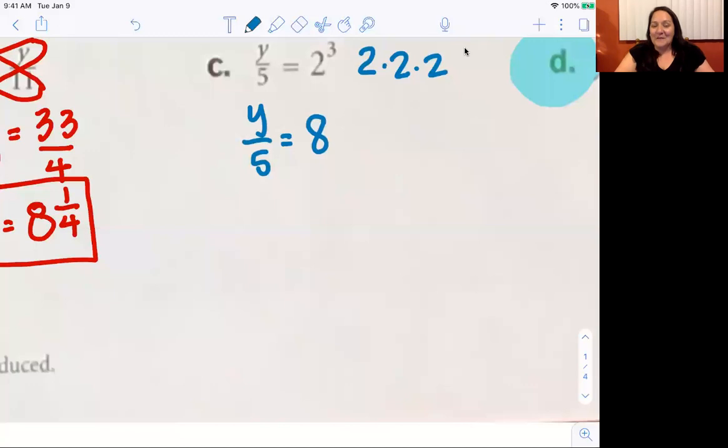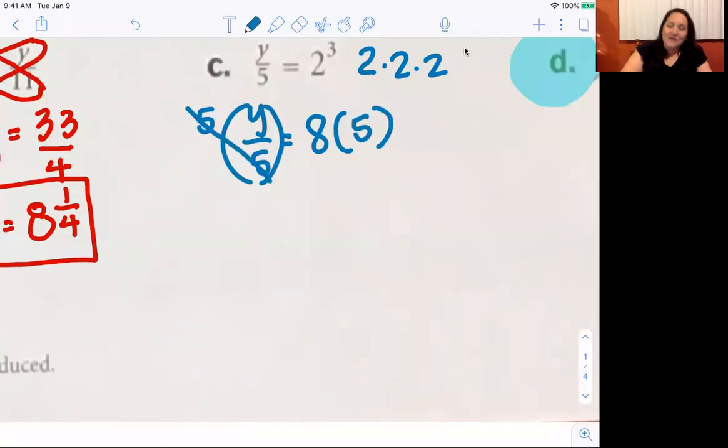How do I solve now? I want to isolate y. What's the opposite of dividing by 5? Multiplying by 5. Multiply by 5. The 5's on the left side of the equation cancel, and we get y equals 40.